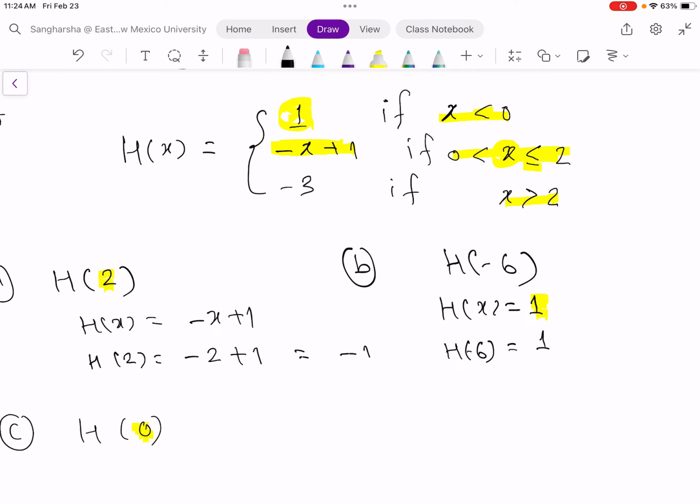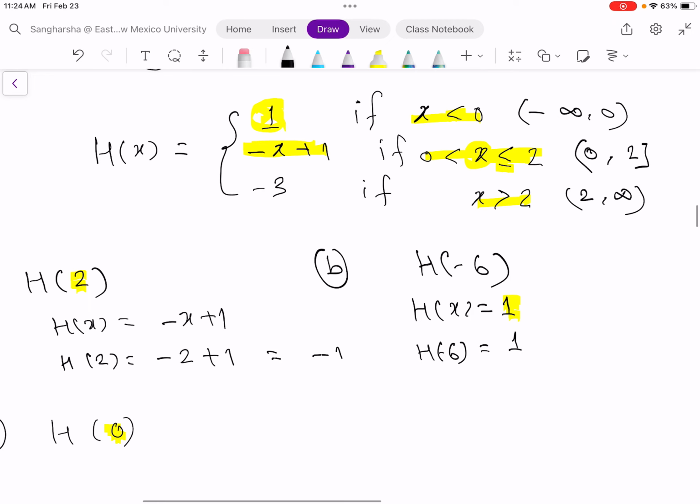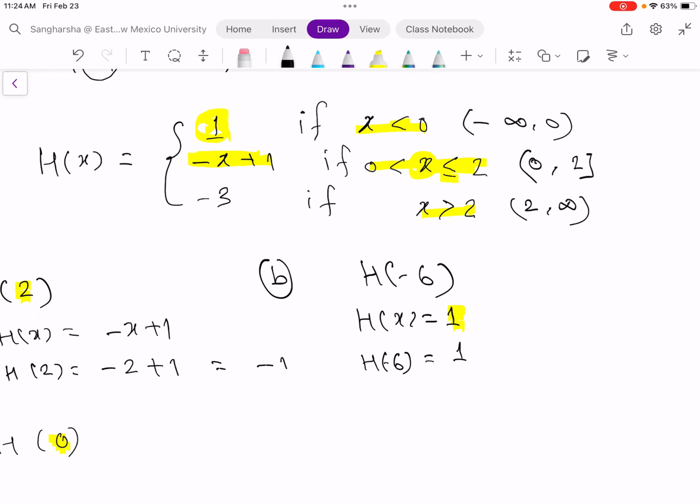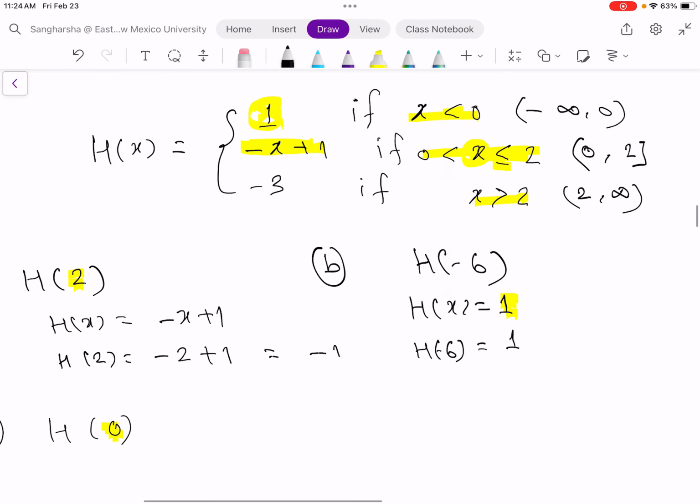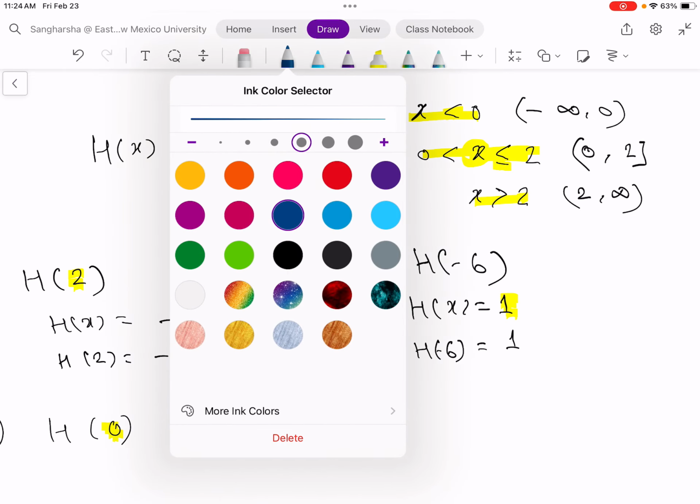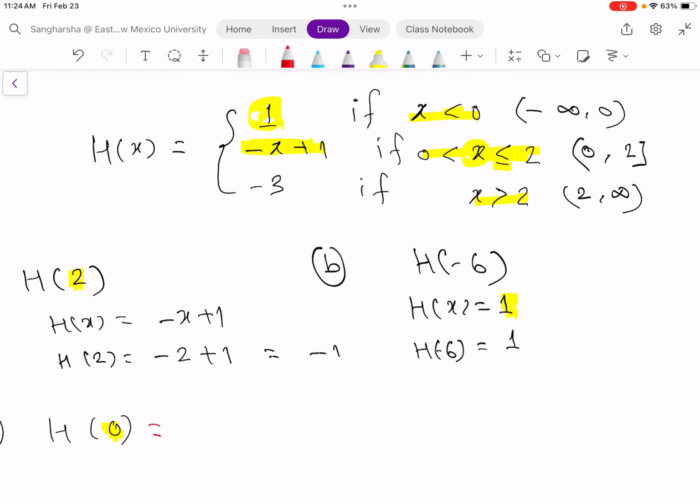So x less than 0 is the same as from negative infinity to 0, and this is the same as 0 to 2. Do not get confused, you can just write it in interval notation. Now, in which set do we find 0? None, right? It means the function at 0 is undefined. So h of 0 is undefined. There is no output.